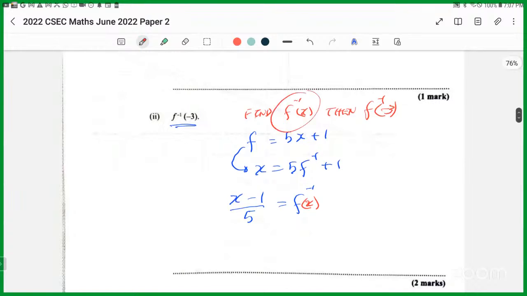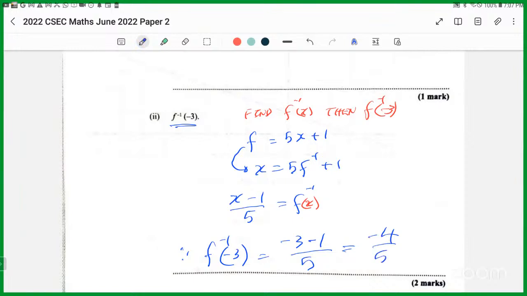So I've done this part. To find f to the minus 1 of negative 3, we put negative 3 in here. So therefore, f to the minus 1 of negative 3 is minus 3 minus 7 divided by 5. Minus 3 and minus 7 is negative 10. This works out to be negative 10 over 5, which is negative 2. And that is our answer. That is it. Very good.